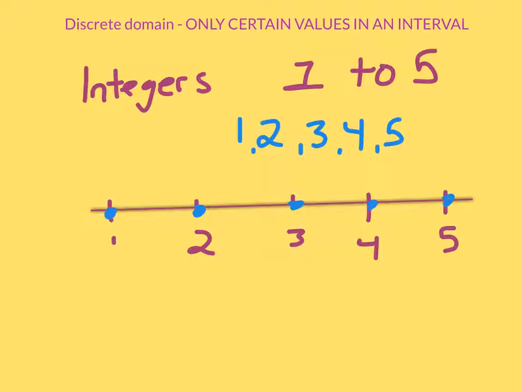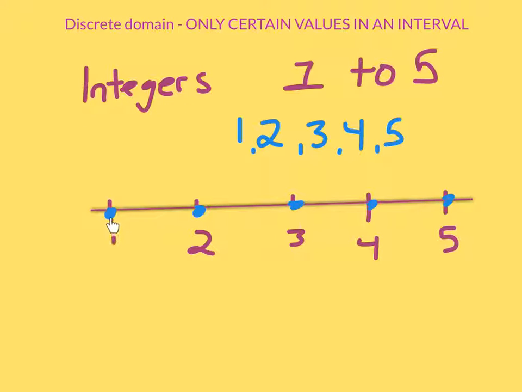Now there are other numbers on this number line. Numbers such as 1.5, 2.5, 3.14, 4.682, and they're all in between the integers. Like 1.5 would be here, 2.5 would be here, 3.14 would be somewhere around here, right? So there's all kinds of numbers in between the integers, but we only include certain values.